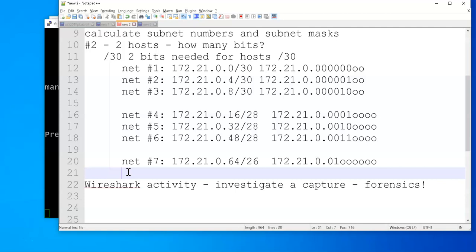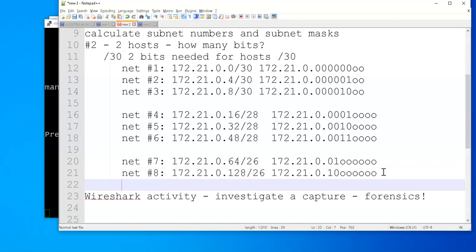Who did that? Delaney. What's the next network? This is our last network. We'll forget about all the others. 128 slash 26. Let's see. We come over here. 172.21.0. That would mean that's a 1, 0, and then the rest host bits. Yep. Doesn't overlap. Counts up to the next one. And the next one in line, just another 64.